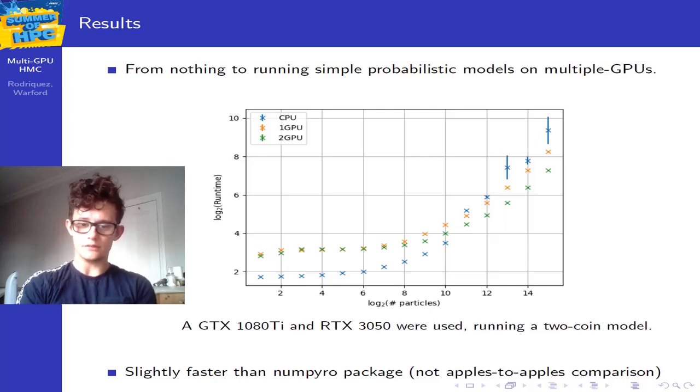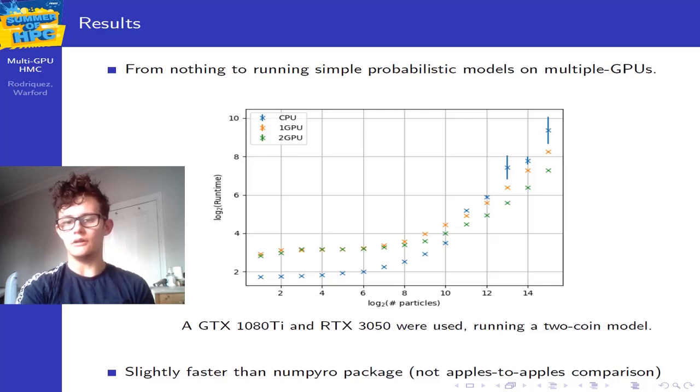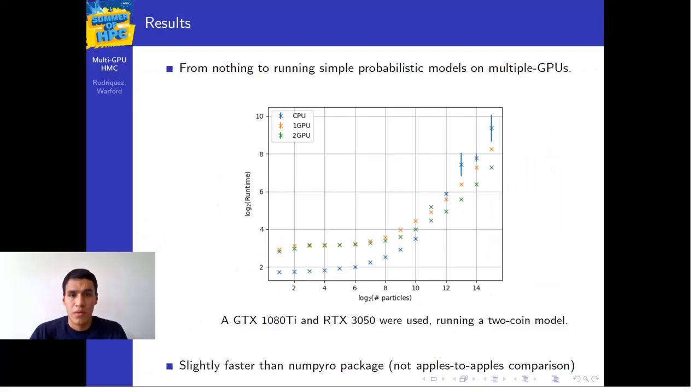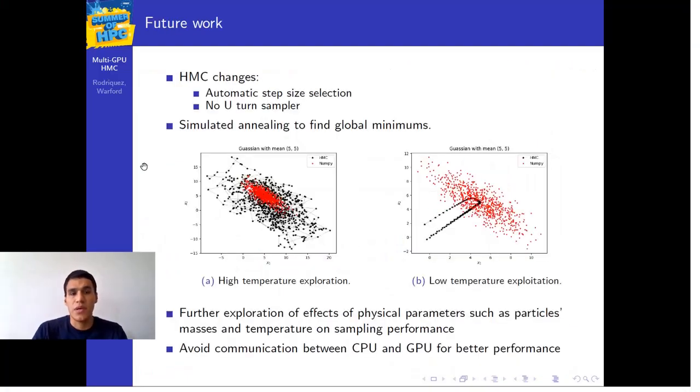This graph here shows the logarithm of the runtime versus the log of the number of particles, and you can see the speed up going from running on a CPU to running on 2 GPUs. Running simple models, our implementation was slightly faster than NumPyro, although this is not an apples-to-apples comparison, since NumPyro has more functionality. We now move to the future work.